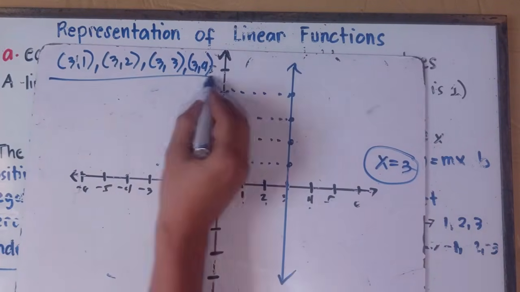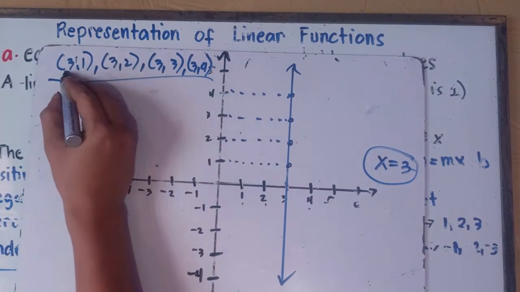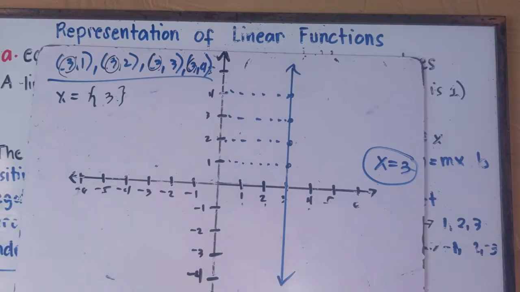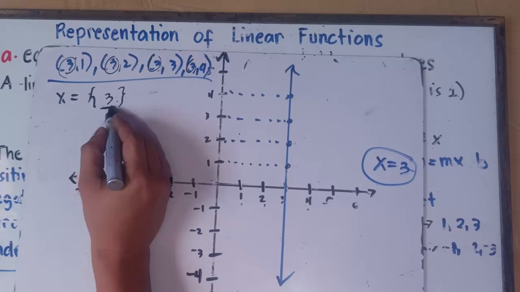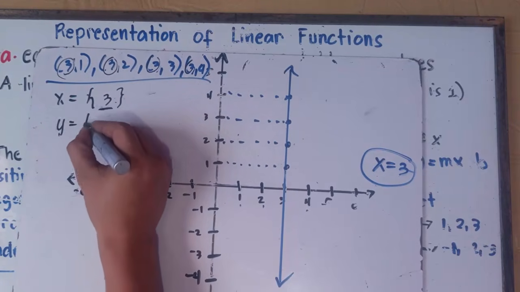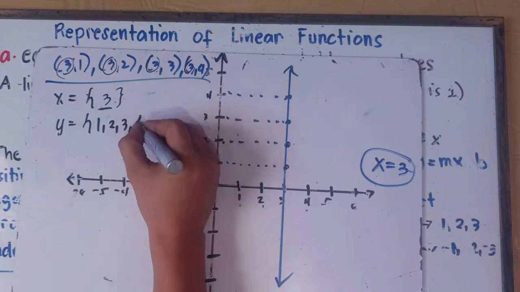Now check this one out, class, with regards to the ordered pairs. Input x, we have 3. Only write down 1, 3. Once again, class, you're not allowed to have repetition with regards to the elements. Elements are unique. Repetition is not allowed. So you write 3, only 1, 3. And then for y, the outputs, we have 1, 2, 3, and then 4.